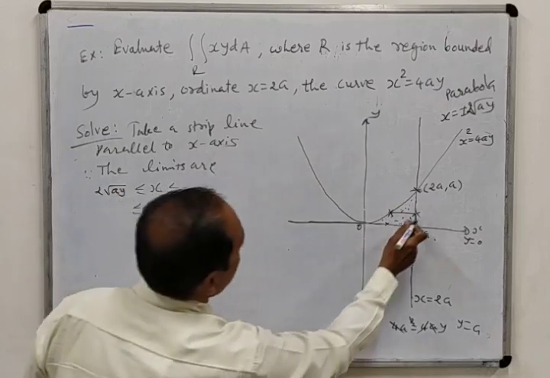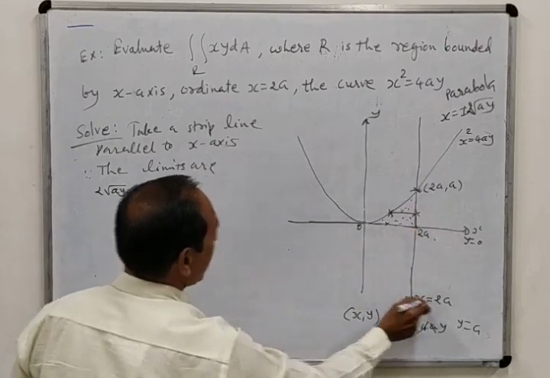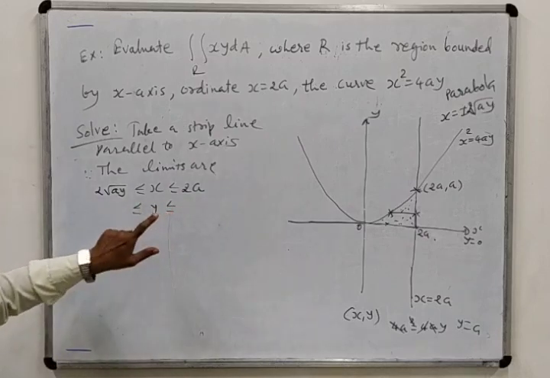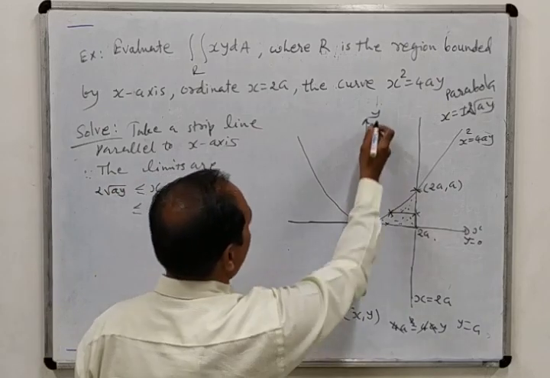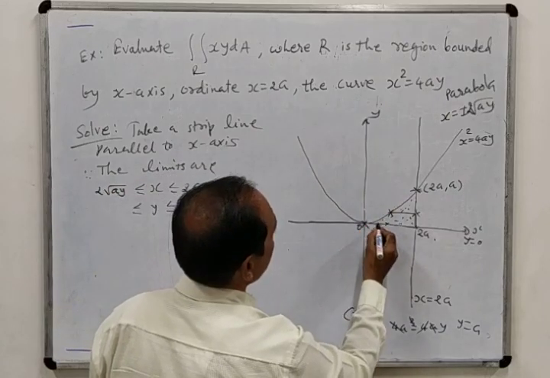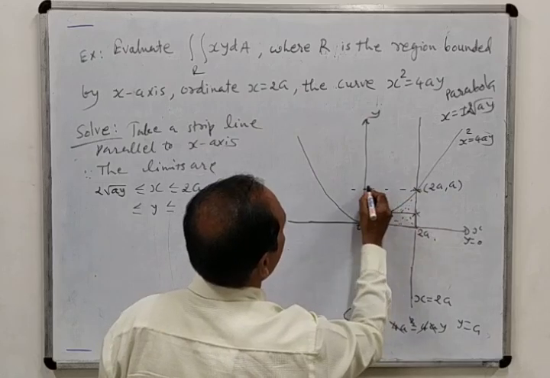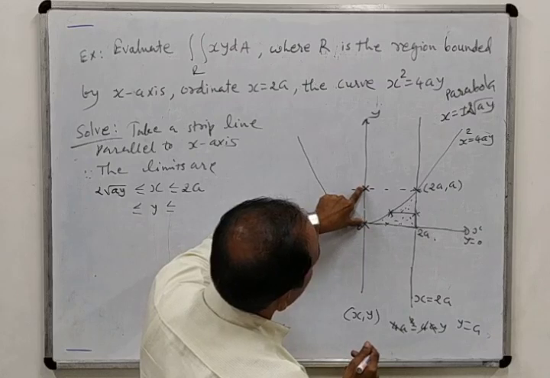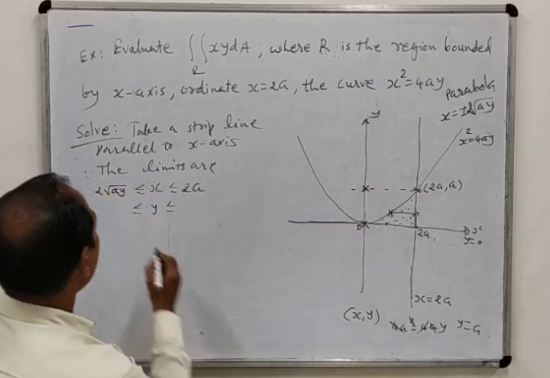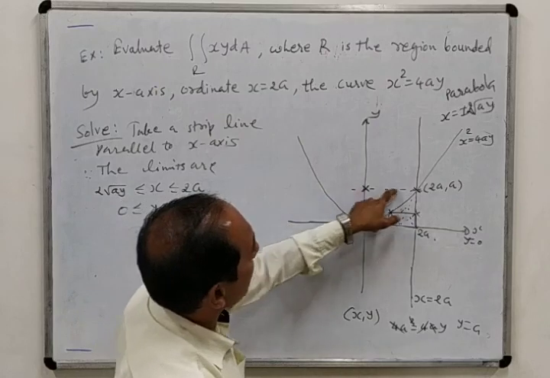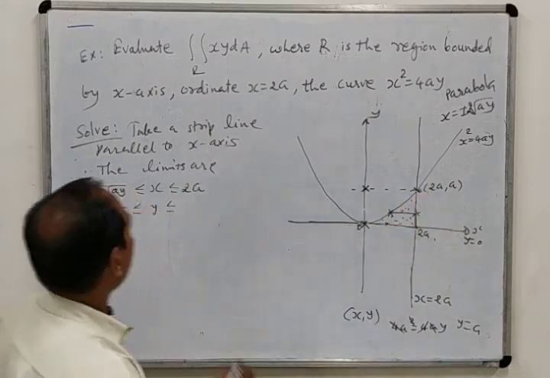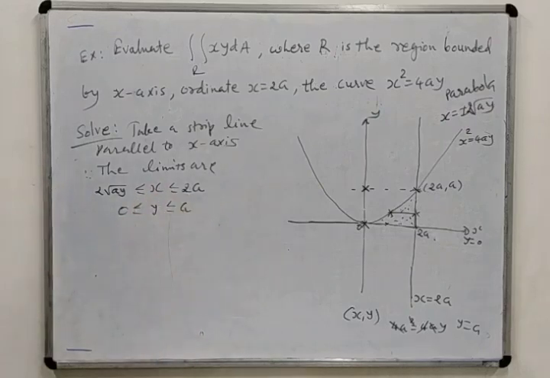And the right hand point is on which curve? It is on this line, where x equal to 2a. Then we will determine the limits of y. These limits are always constants, as I told you. So focus on the y-axis. The region starts from this point and ends at this point. The region completely lies on the y-axis between these 2 points. So here y equal to 0 and here y equal to a.